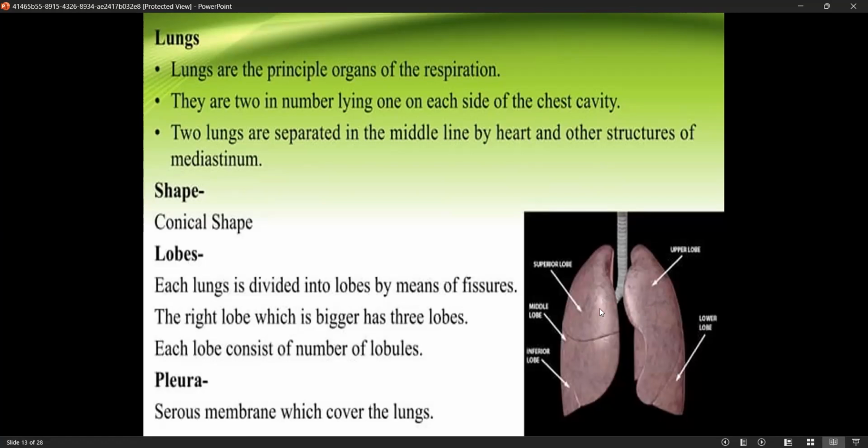The right lung, which is bigger, has 3 lobes, and each lobe consists of a number of lobules. The outer covering of the lungs is called pleura, made by serous membrane, which helps to cover the lungs.